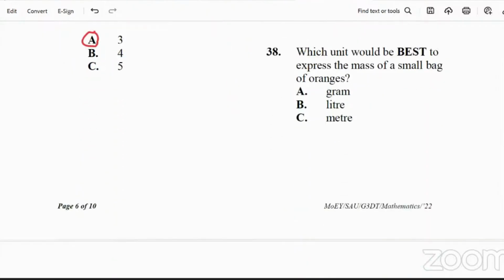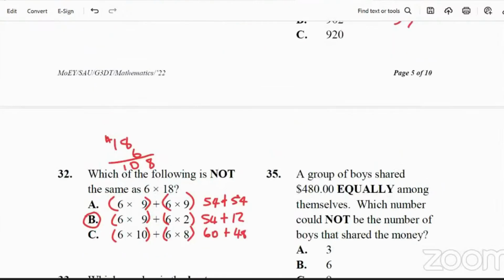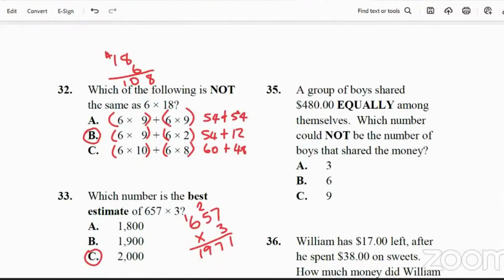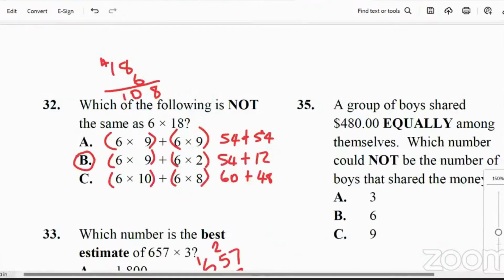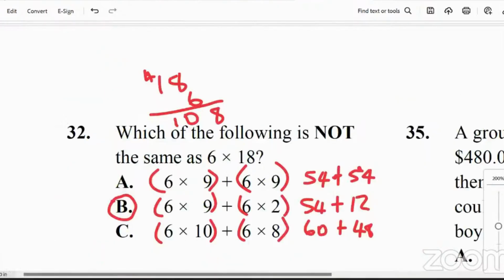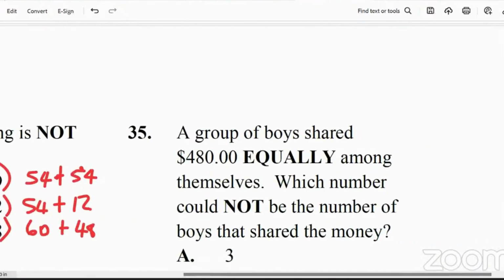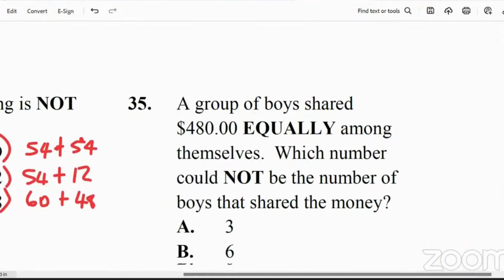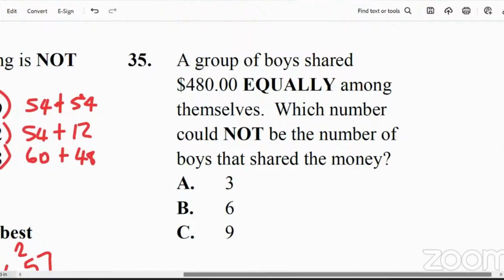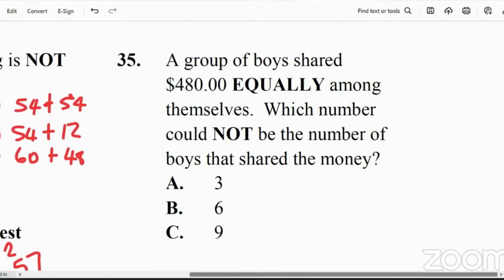All right, so we're going to go over to the other side of the sheet for question 35. I'll make it a little bigger, and then I move it across so you can see. We just have to do what we have to do. All right, so a group of boys shared $480 equally among themselves. Which number could not be the number of boys that shared the money?